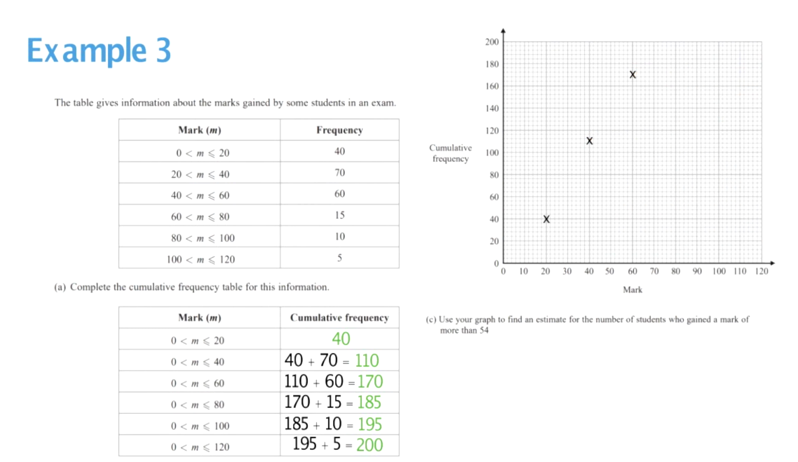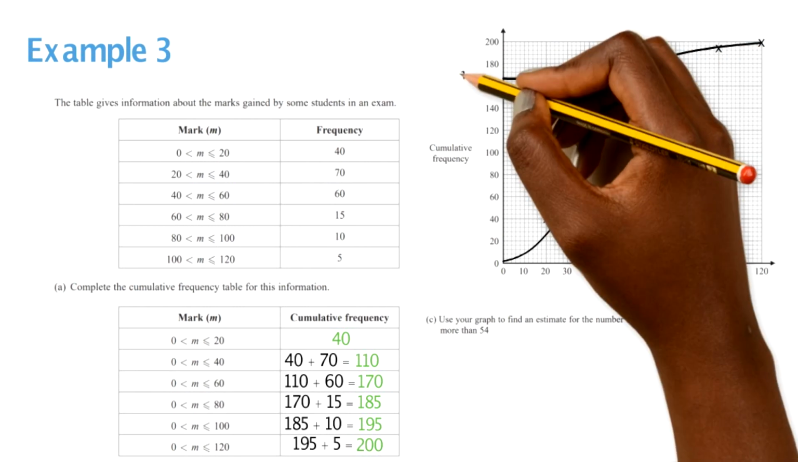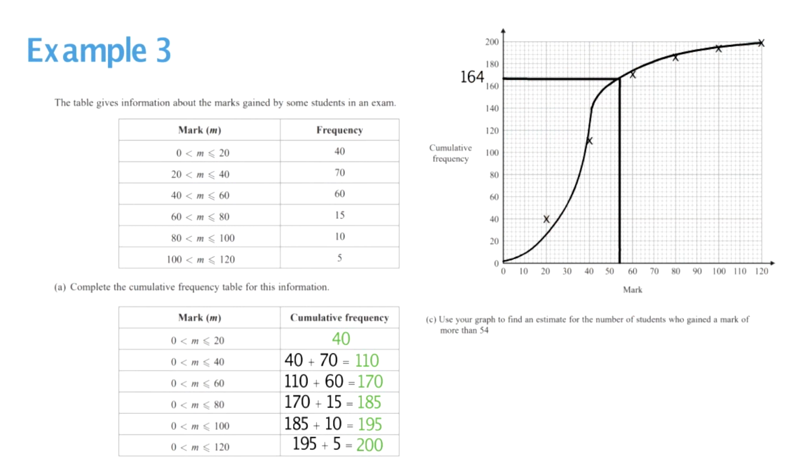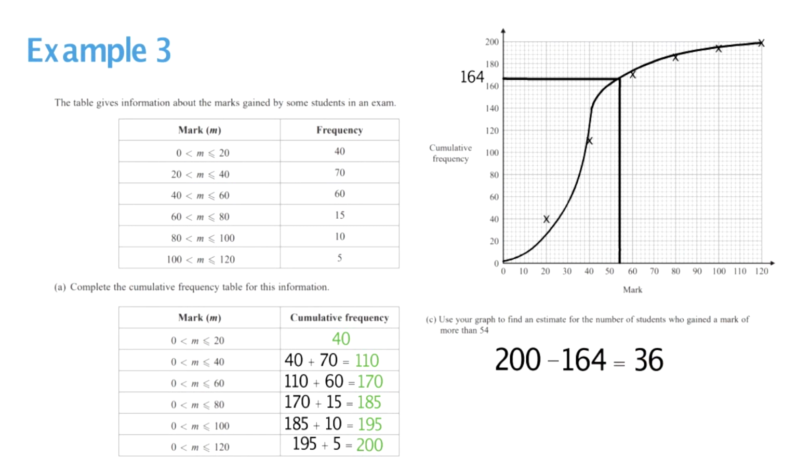And for this follow-up question as well, it wants us to estimate the number of students who gained a mark of more than 54. So now that we've plotted that all on, we've drawn our S-shaped curve. So then 54, draw a line up and across. That's a cumulative frequency of 164. We're going to do 200 because that's our total cumulative frequency, minus 164. That's going to give us a total answer of 36.